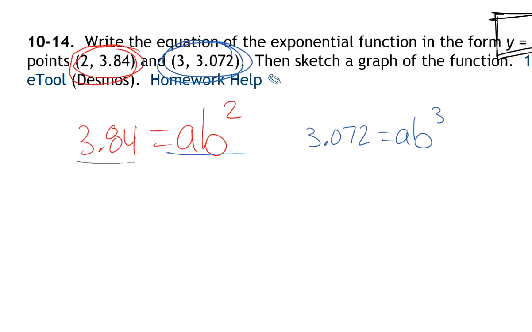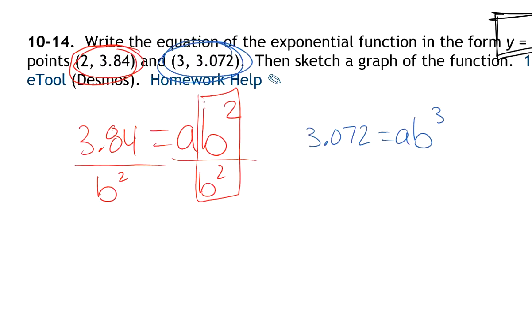I'm just going to divide both sides. Let me be consistent and use the red here. I'm going to divide both sides by b squared. When I divide by b squared, you can see clearly I created this giant one, so I'm left with just a. So this thing right here, 3.84 over b squared, is equivalent to a, and I'm going to plug that into the second equation. When I make that substitution, I get 3.072 equals a, which is 3.84 over b squared.